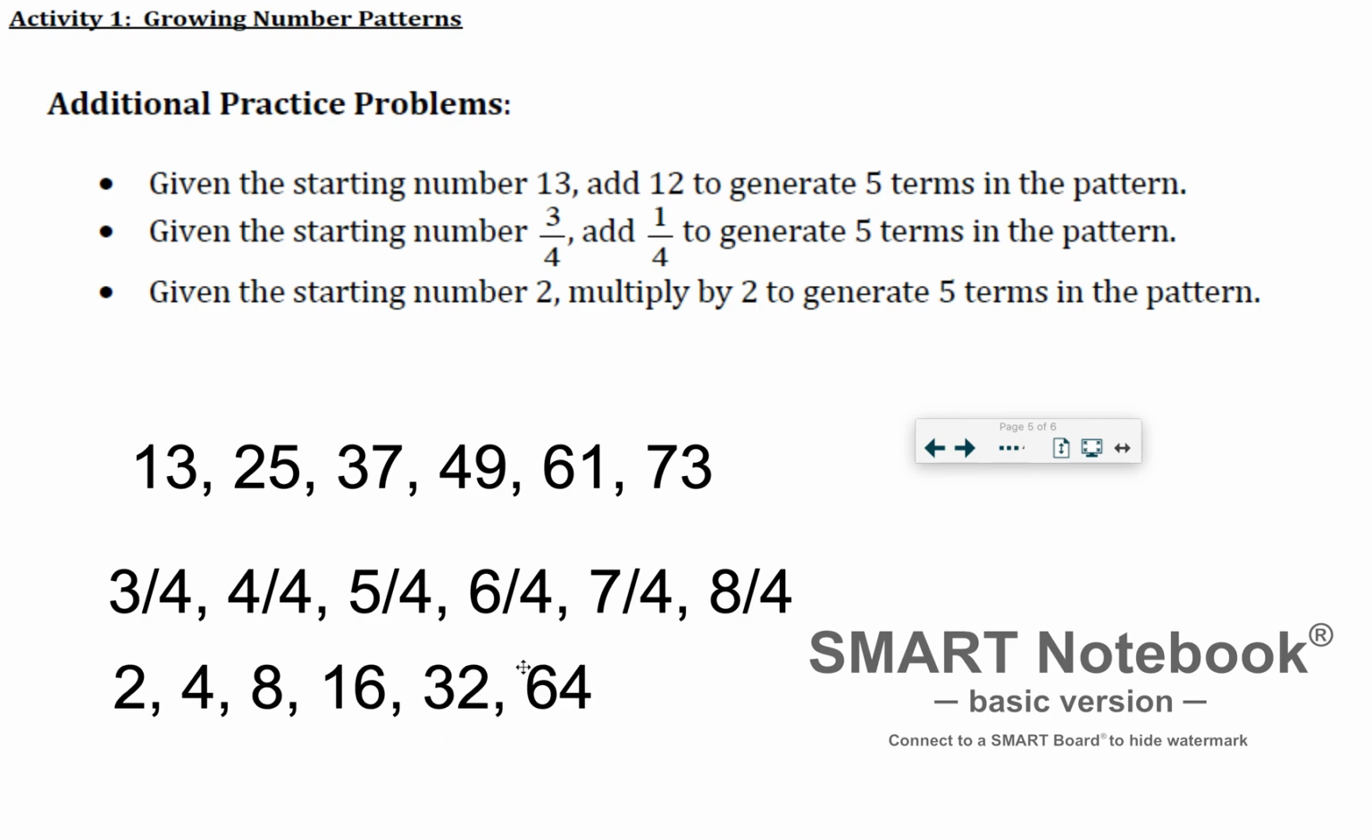So the first one, I noticed that all of the numbers are odd numbers and they're all increasing. In the second one, I noticed they're all increasing at a steady pace of 1/4. And then the last one, I noticed they are increasing. Okay, and all the numbers are even numbers. So those are just some examples of types of patterns you would follow.